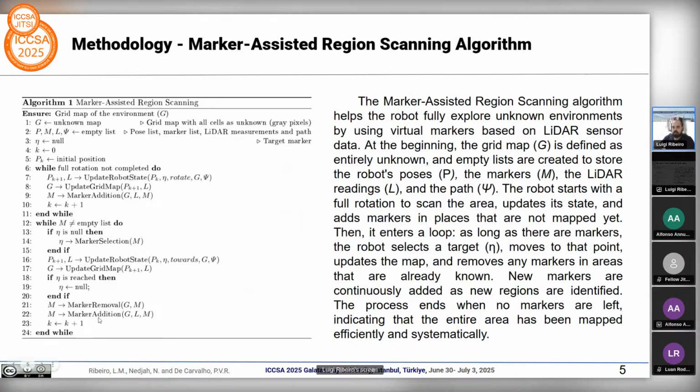In this loop, as long as there are markers, the robot selects a target, moves to the point, updates the map, and removes any marks in areas that are already known. New marks are continuously added as new regions are identified. The process ends when no marks are left, indicating that the entire area has been mapped efficiently and systematically.